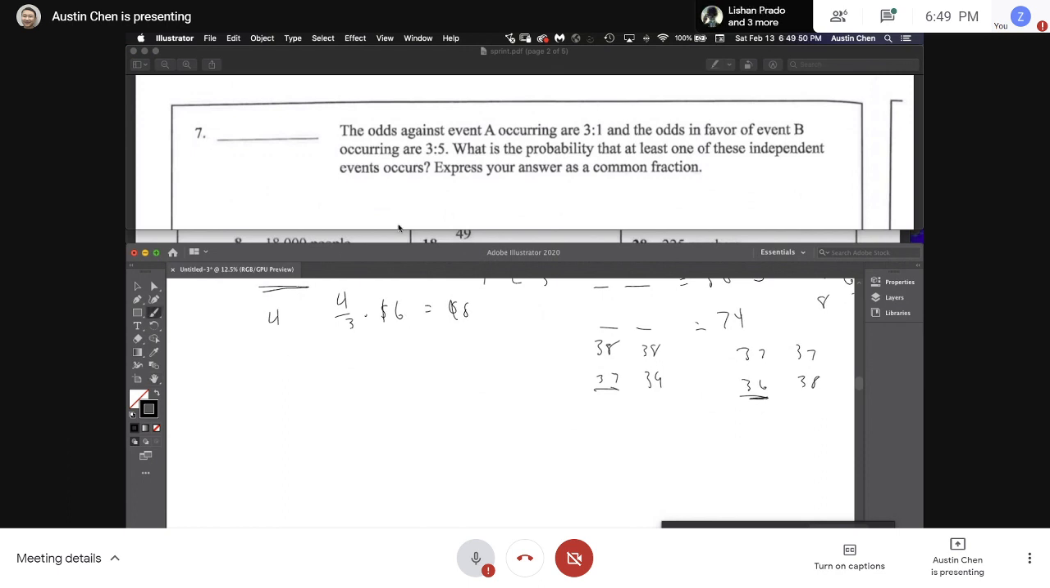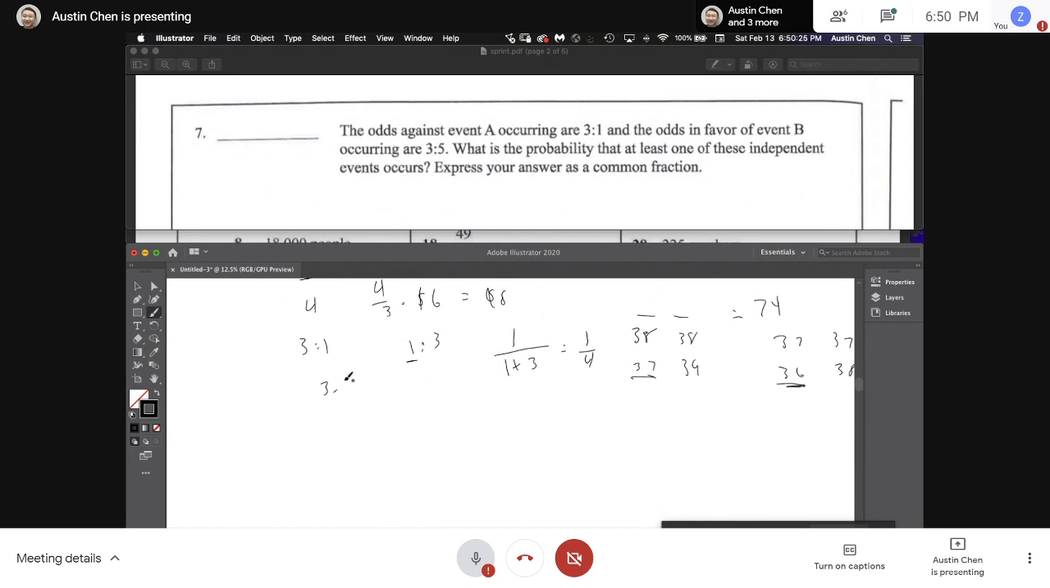Okay, and if we have the odds against event A occurring are 3 to 1, to get the odds in favor of event A occurring, we just reverse this. So odds in favor of event A is 1 to 3. And then to convert this into a probability, we're going to put our 1 on top, so our left number here. And on the bottom, we're going to put the sum of both numbers, so 1 plus 3. So then the probability that A will occur is then 1/4. And then B, we already have it as in favor. And so the probability of B occurring is 3 over 3 plus 5, which is 3/8.